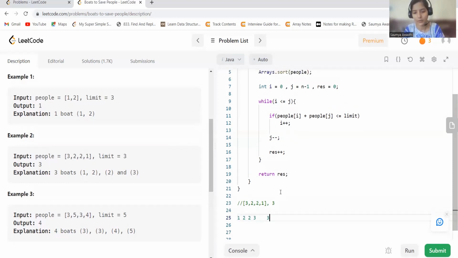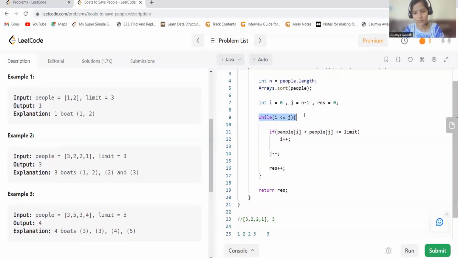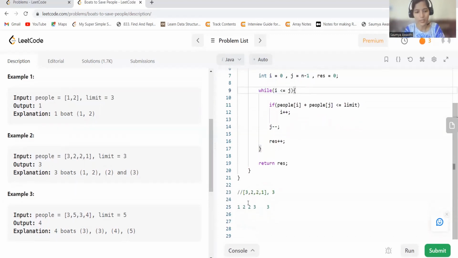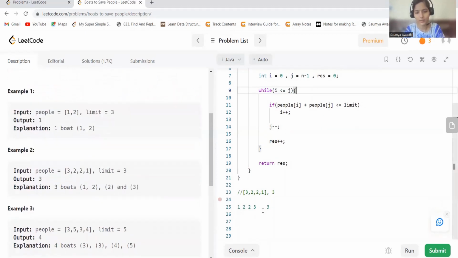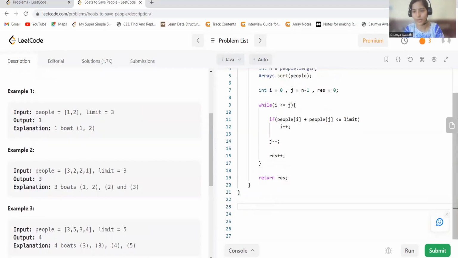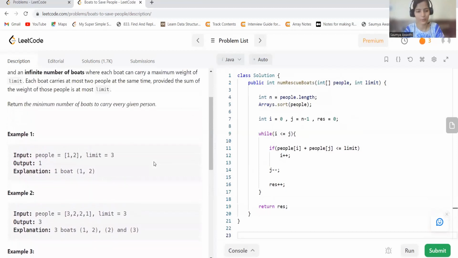Now i value is what? i value is 1 and j value is 0. So this condition is not getting satisfied. Now we'll come out of the loop. So overall, how many number of votes, minimum number of votes do we need to carry every person? 3 votes we need, right? So that's what the approach is to solve this particular problem, right? I hope you must be able to get the understanding. You must be able to understand how we are approaching this problem.